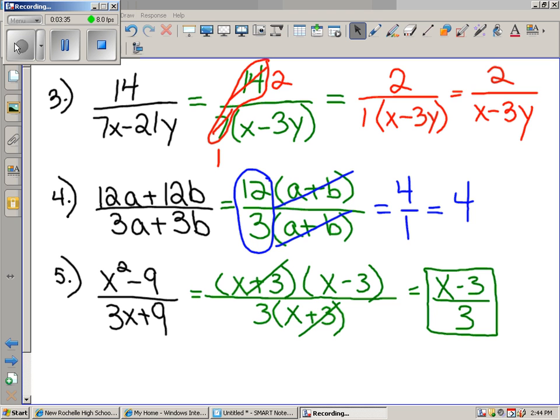Okay, question number 5. We had a volunteer, we had Aaliyah come up. Aaliyah did a wonderful job. Take a look at the top. The top factors into being x plus 3 and x minus 3. The bottom, the greatest common factor of 3x and 9 is 3. She did a wonderful job of that. She reduced the things that they had in common, and she left the answer, and it's perfect. Great work.